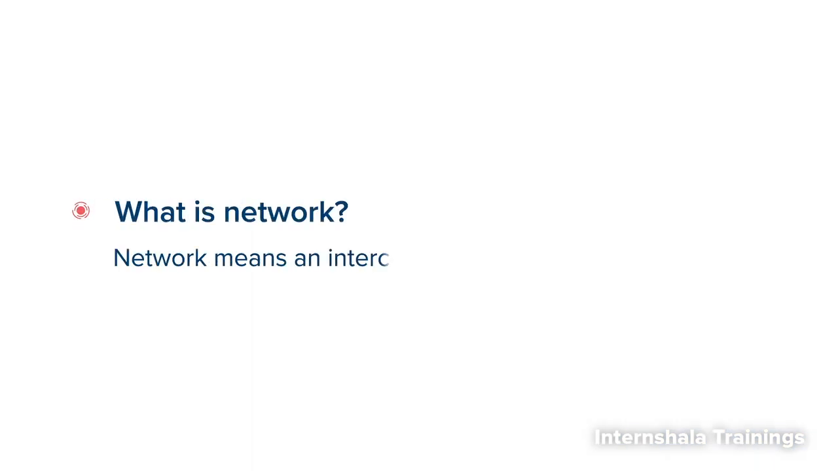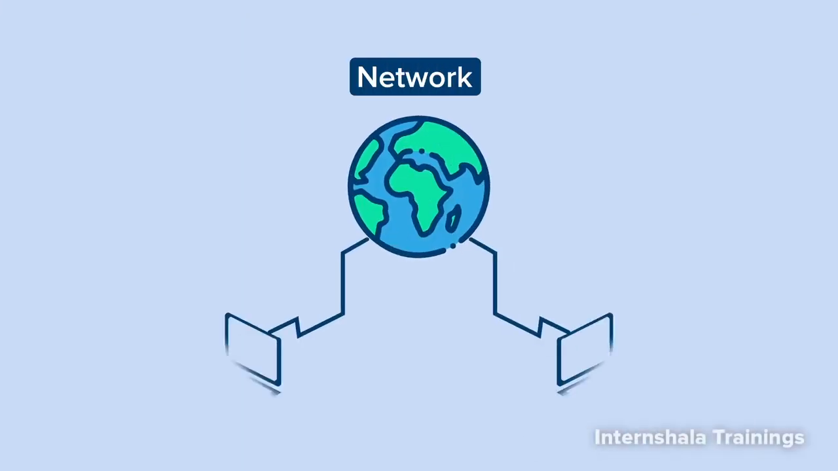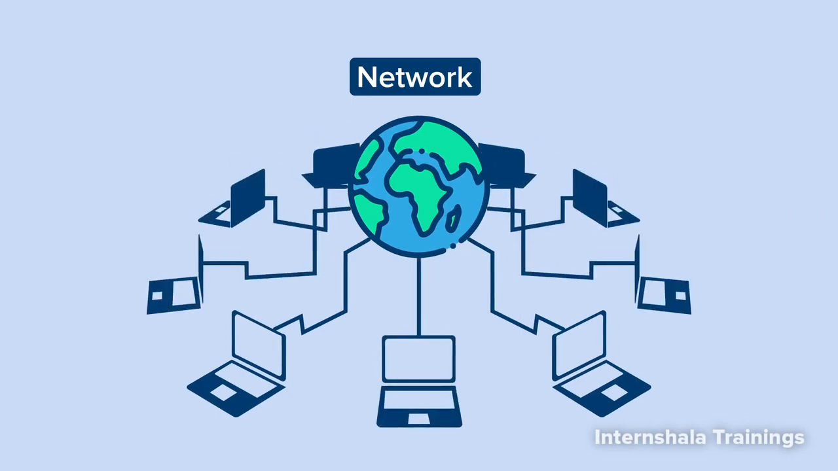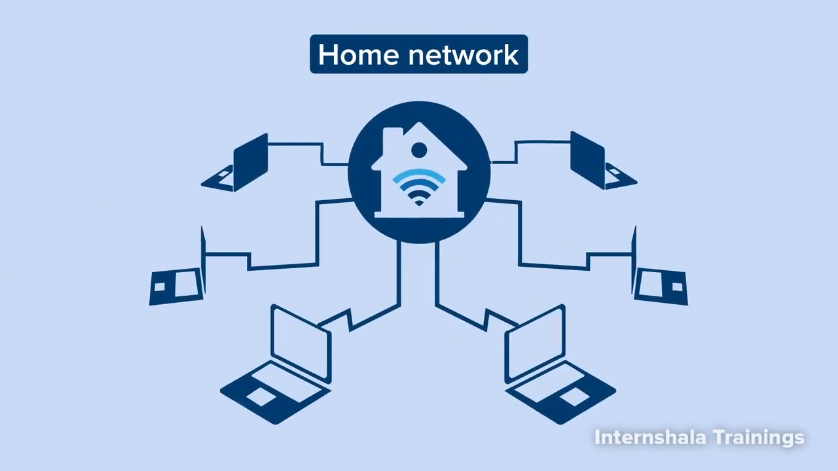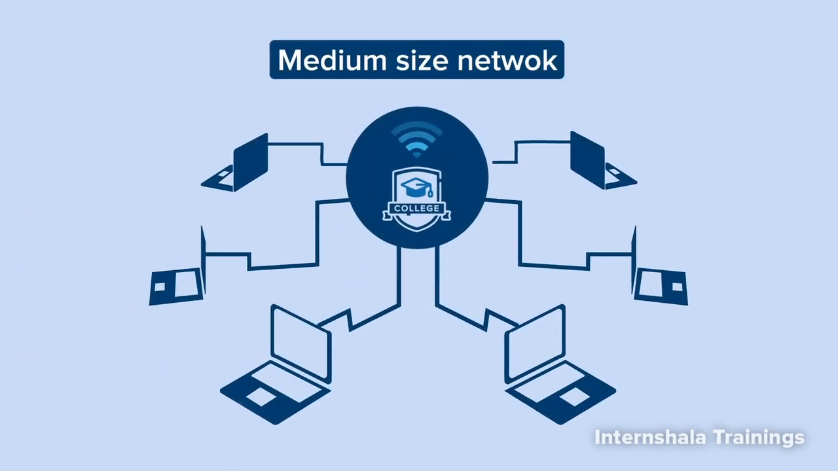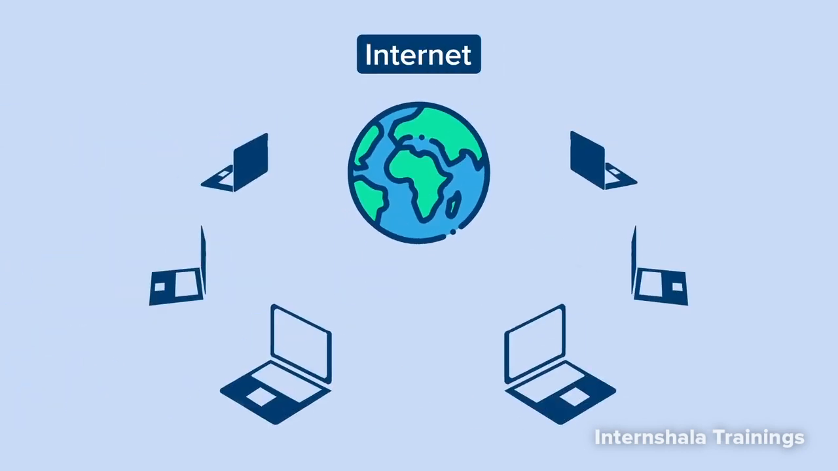Network, in simplest terms, means an interconnection of computers. Computers that are part of the same network, if they want, can communicate with each other. Networks can be of any size, ranging from 2 computers to any number of computers. You can have a home network to which all computers at your home are connected. Similarly, you can have a medium-sized network covering your entire college campus to which all the computers on the campus are connected. And then we have a network which is spread globally, and it's called the internet. The internet is a global network to which all the computers in the world are or can be connected.